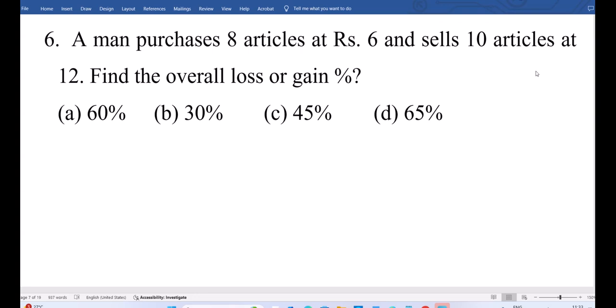So here 8 articles at rupees 6 and 10 articles at rupees 12. Find overall. So you just convert into same number of articles. Then we can solve the question. It's your wish. Try now. Given the clue, you try now.